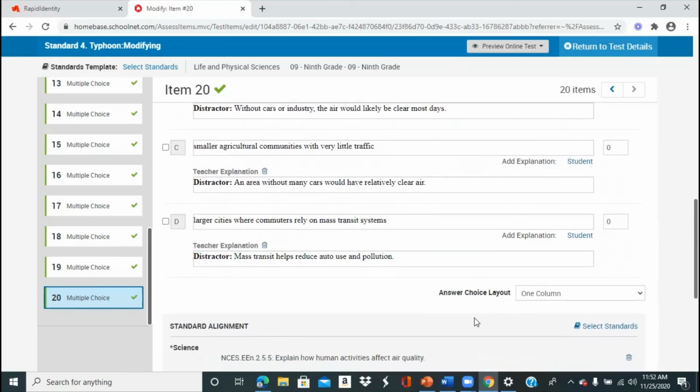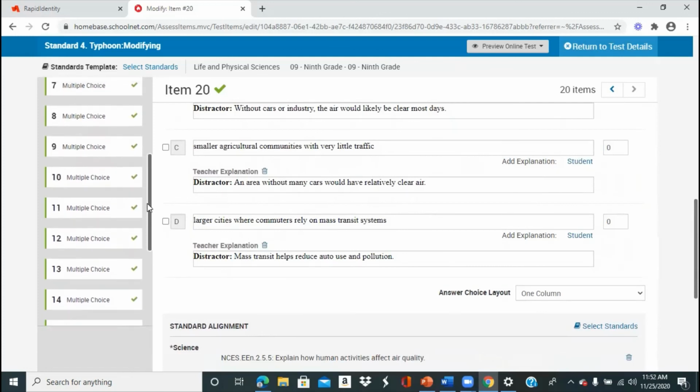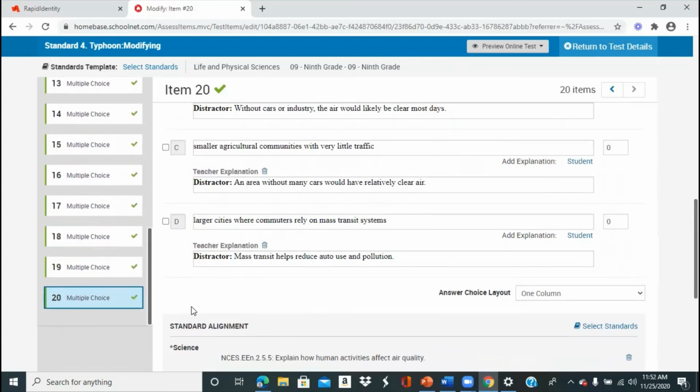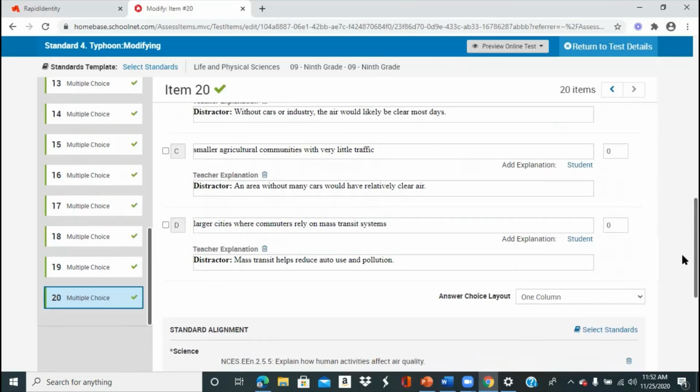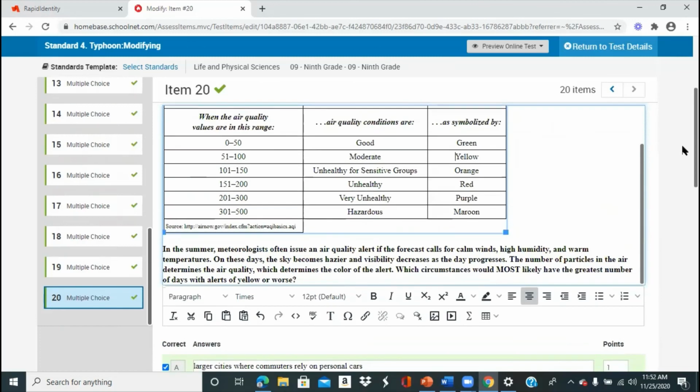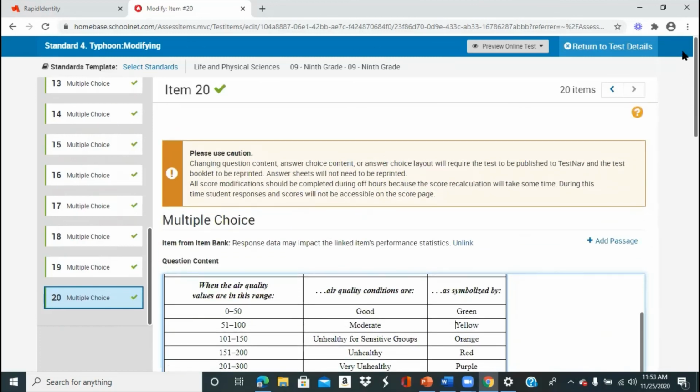The rest are statements that are telling other things apart from what is being asked. So that ends our practice on the concept of standard number 4, covering typhoon, weather map prediction, forecasting, and atmosphere.